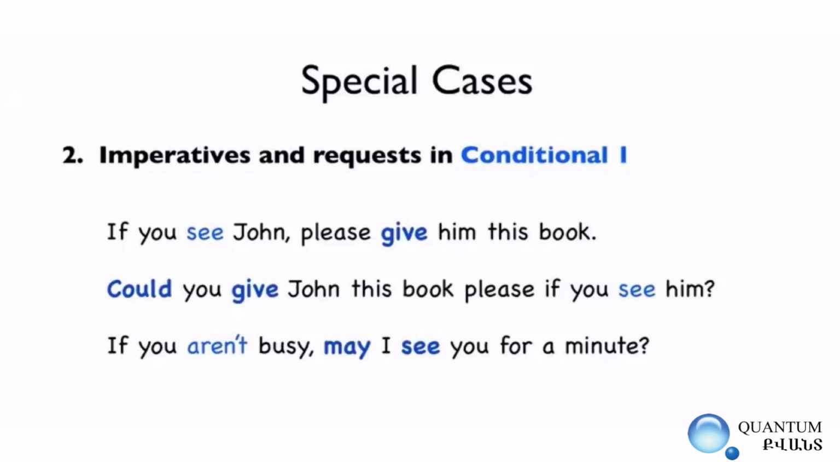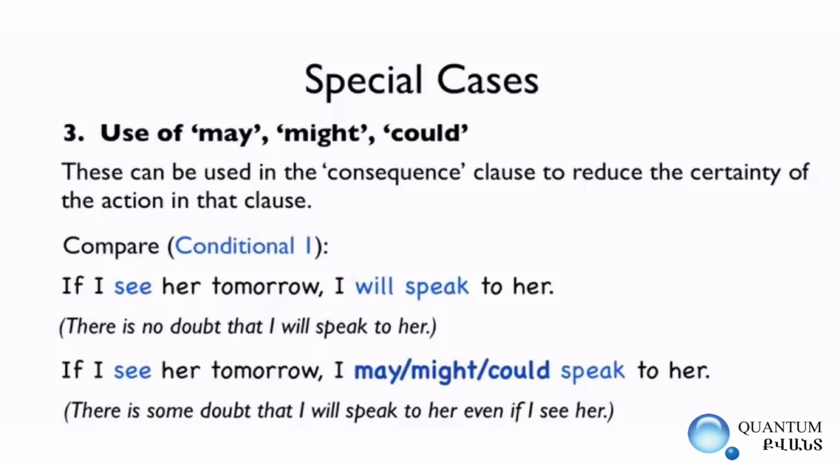Another request: if you aren't busy, may I see you for a minute? And here we formulated the sentence using may. Now let's have a look at other cases where we can use may, might, and could. These can be used in the consequence clause to reduce the certainty of the action in that clause.